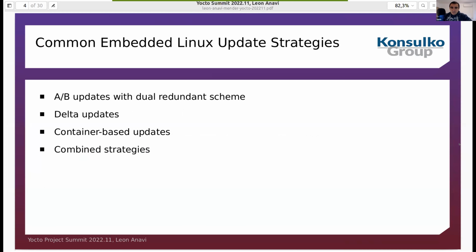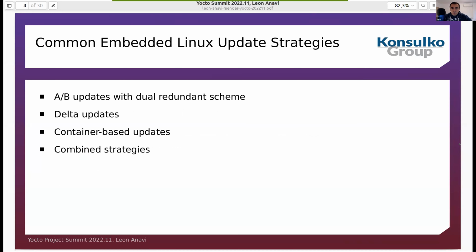So there are several different embedded Linux update strategies. We can do A/B updates, where we have an A partition and a B partition, two identical partitions basically, and the bootloader is switching between them. This is going to be the main focus of this talk. It is possible to have delta updates. This means that we can have a binary diff of the differences of the file systems and provide smaller updates.